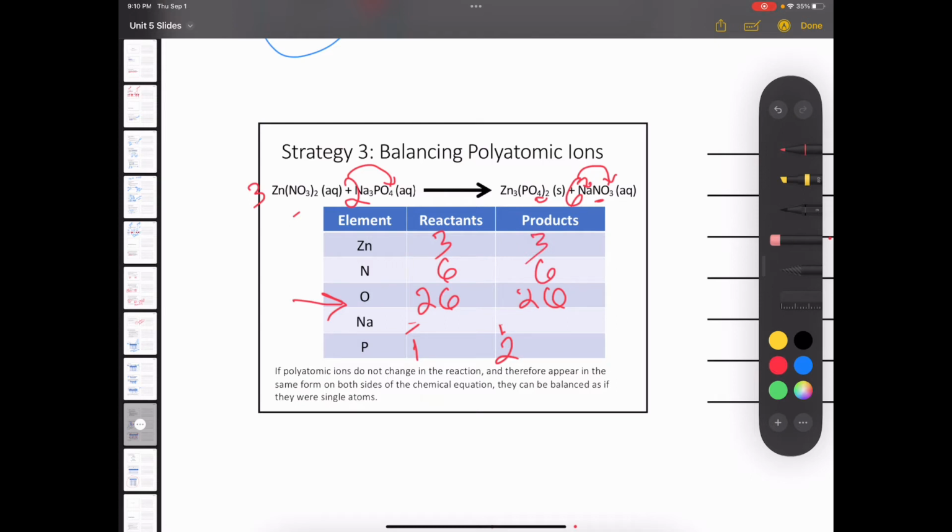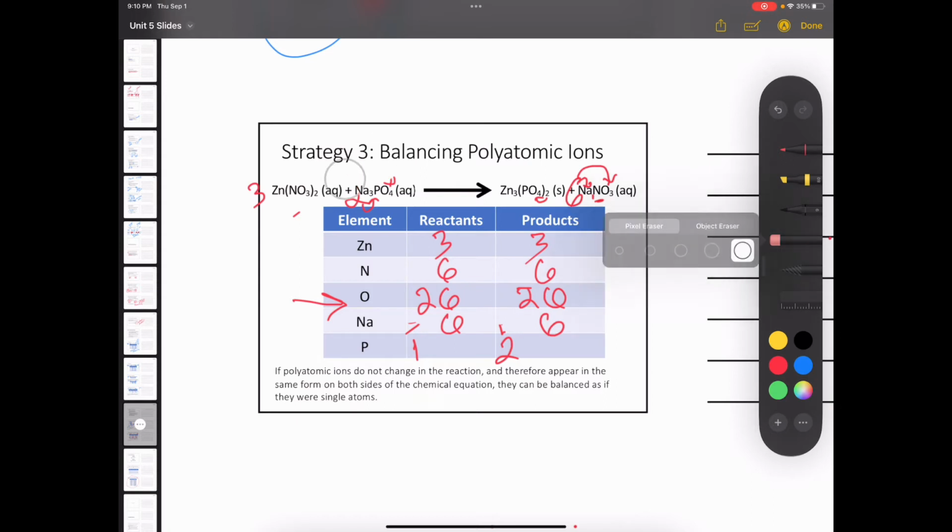Okay. Now let's count our sodium. Make sure that the sodium is balanced. Sodium on the reactant side, 2 times 3, it's a 6. On the product side, 6 times 1, so that's a 6. So the sodium now, coincidentally, is balanced as well. Let's look at the phosphorus. For the phosphorus, I have 2.